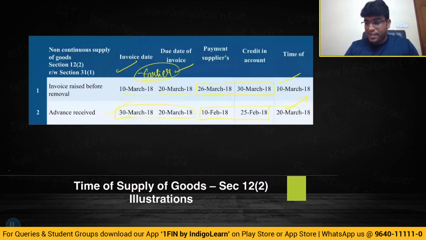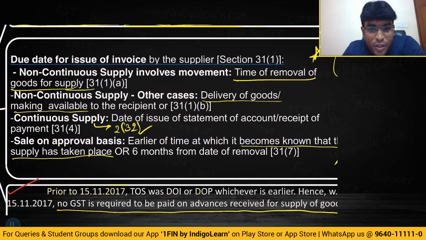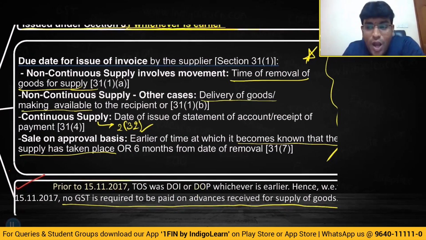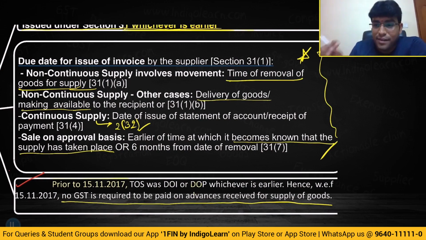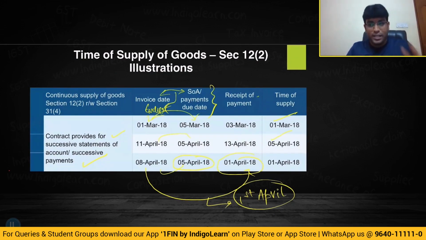Now, I'll go back once again. See here, very clearly we wrote that word. In case of continuous supply, date of issue of statement of account or receipt of payment. So basically we will see when we gave the statement, when we got the payment. That is the time when we are required to issue the invoice. And we'll also see when we actually gave the invoice. And those two, whichever is earlier, that becomes my time of supply.